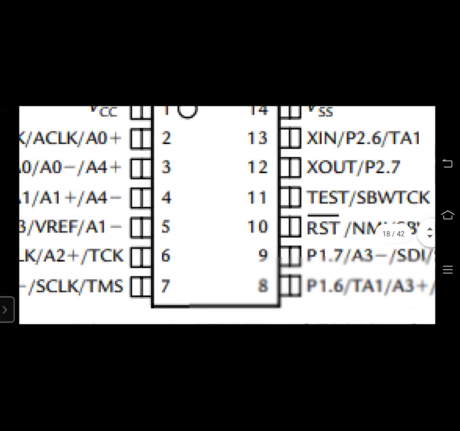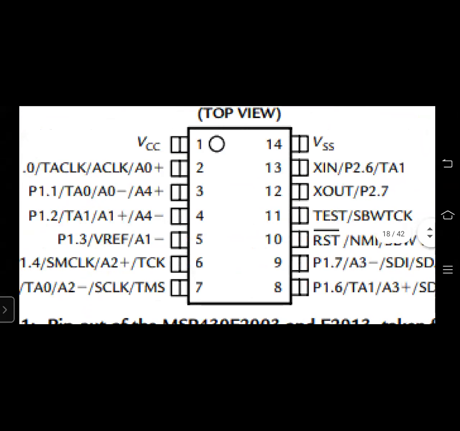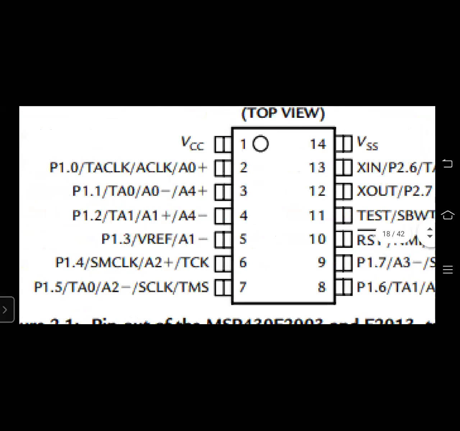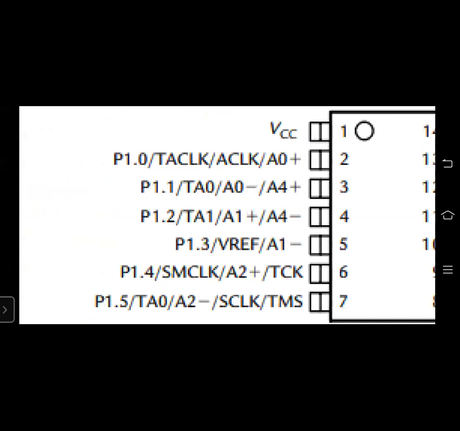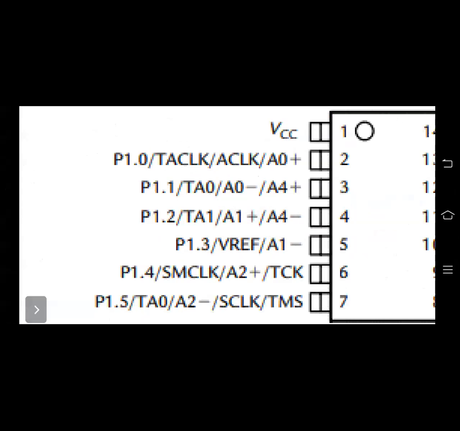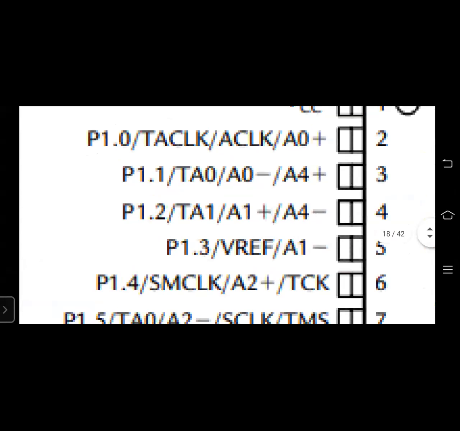Clear? Now this is the pin, and on the left side of the pin, 1 is the pin number, and next to it what is written is VCC. So VCC is the function of that pin. Okay? Then for pin number 2, what has been written is P1.0, TACLK, ACLK, A0. So these are 1, 2, 3, 4 functions. How many functions does pin 2 have? 4 functions.